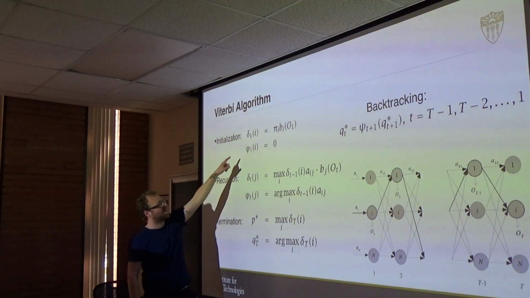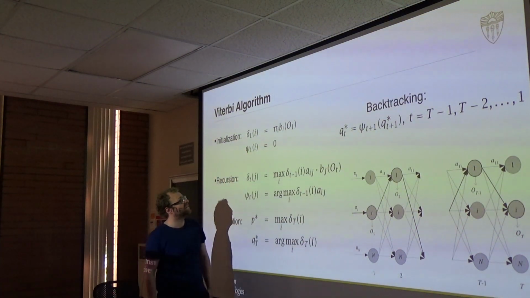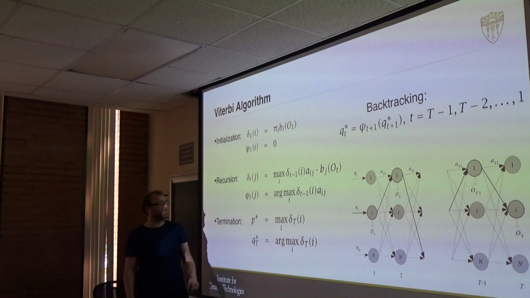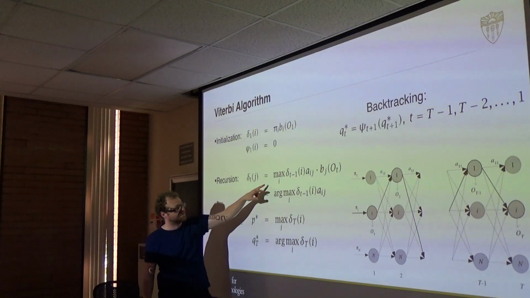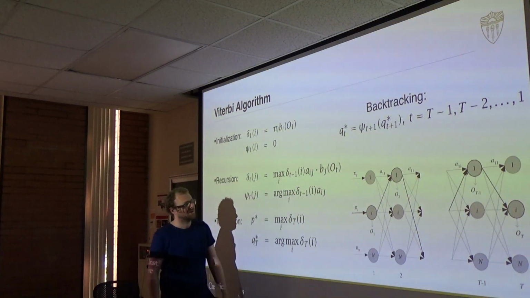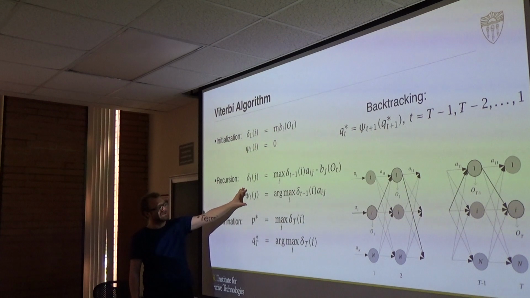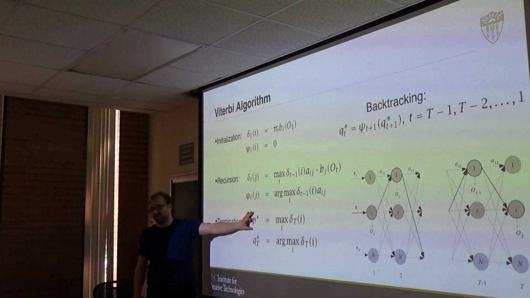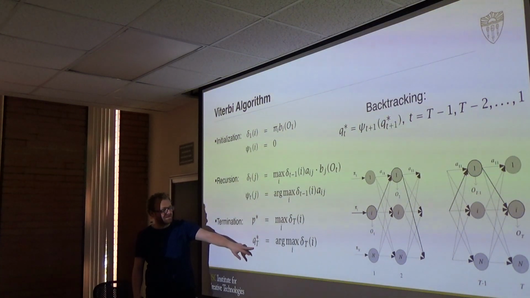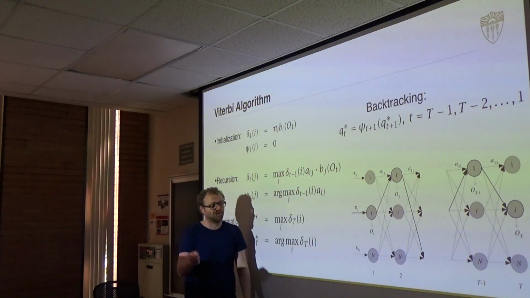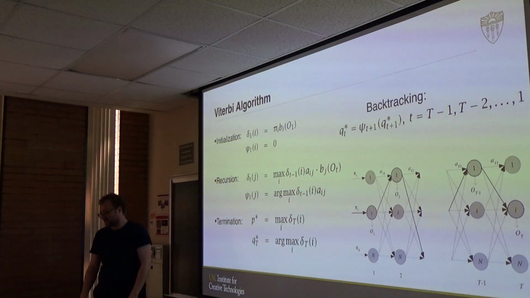The initialization for delta 1 is basically the same as we had for the alpha value before. And then this is our backtracking variable that we're going to keep track of. For our recursion, now we have delta t minus 1, a_ij, b_j of observation t, and here we just take the most likely one. For termination, p star is our most likely probability, and this is the most likely end state, or state at time t. And then for backtracking, we just go through all the states that we had. All right.